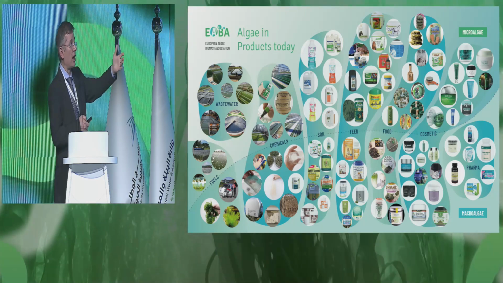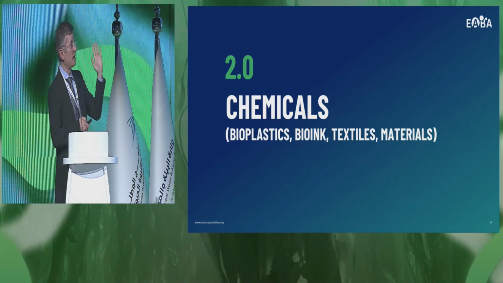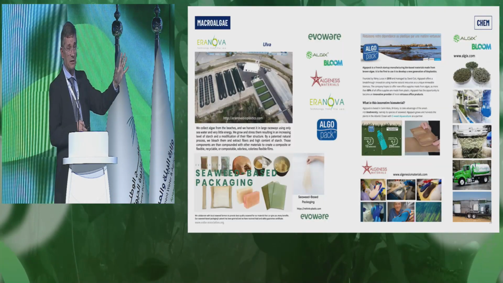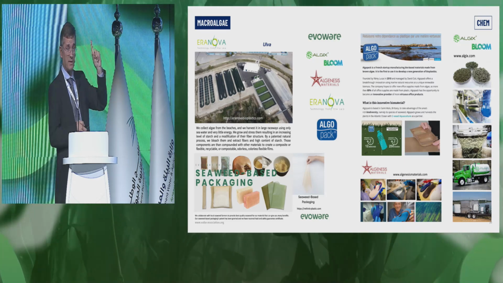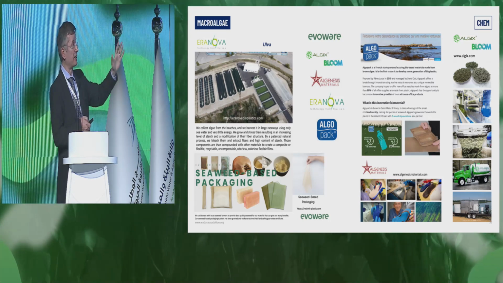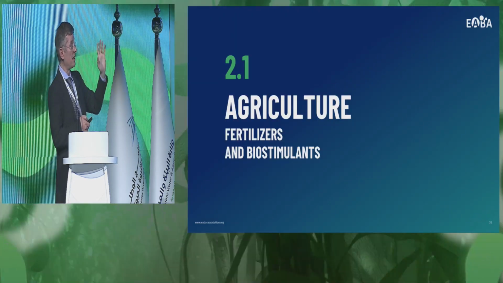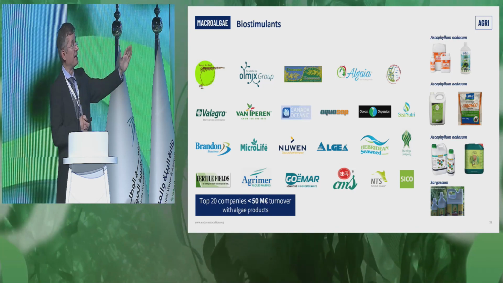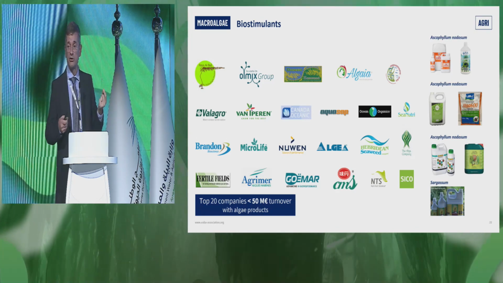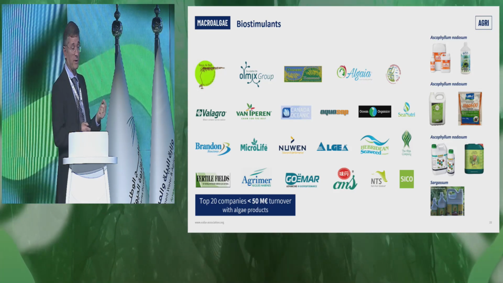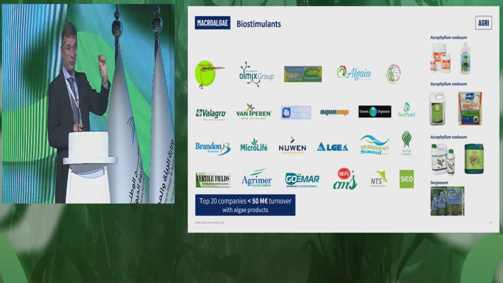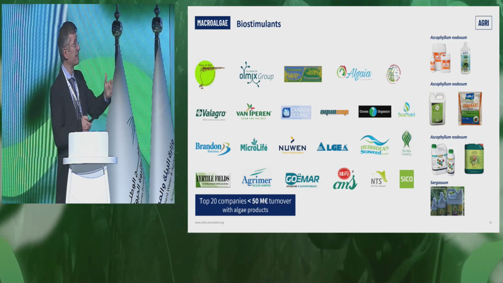But let's see how this translates in reality. Chemicals, first application. Here is an example. Some macroalgae are used for making bioplastics. Here are some examples. For agriculture, here are some macroalgae that are used for biostimulants and feeding agriculture applications. Microalgae, the small ones, are also used like this. This is just an example.